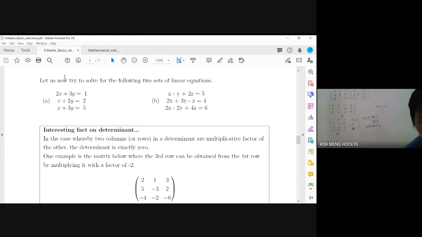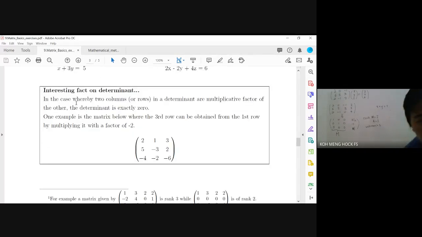So here I say let's try to solve the following two sets of linear equations. Maybe you can try this on your own first. Let's go down so that we save some time here.